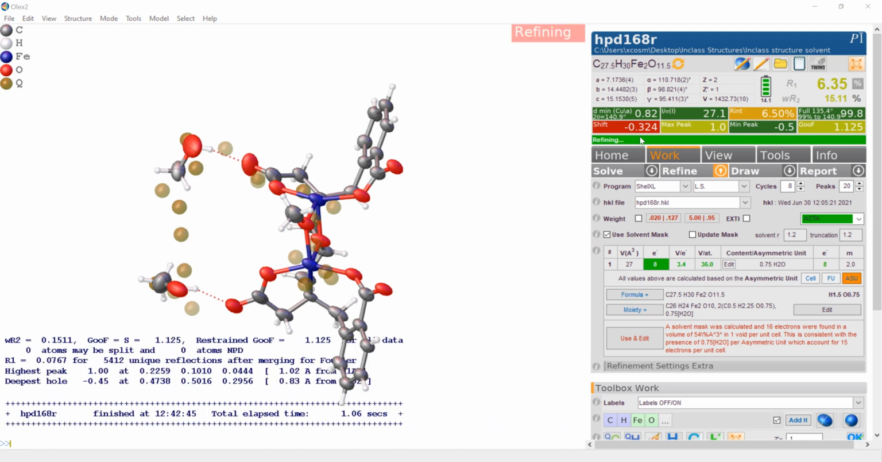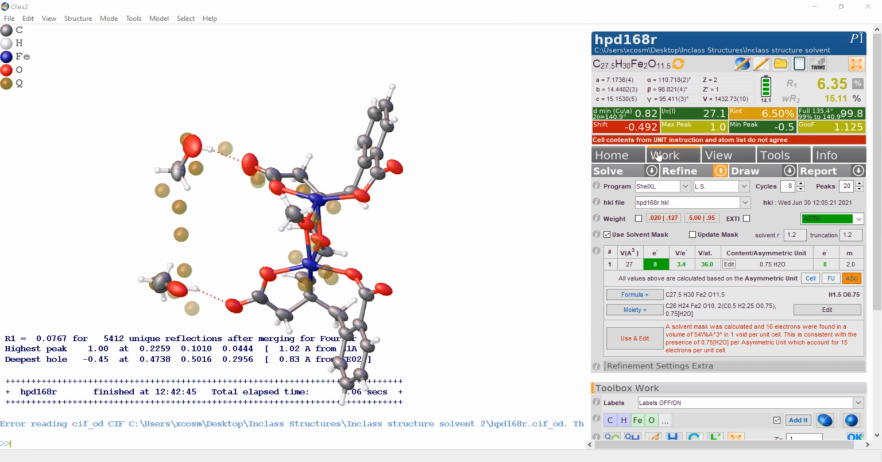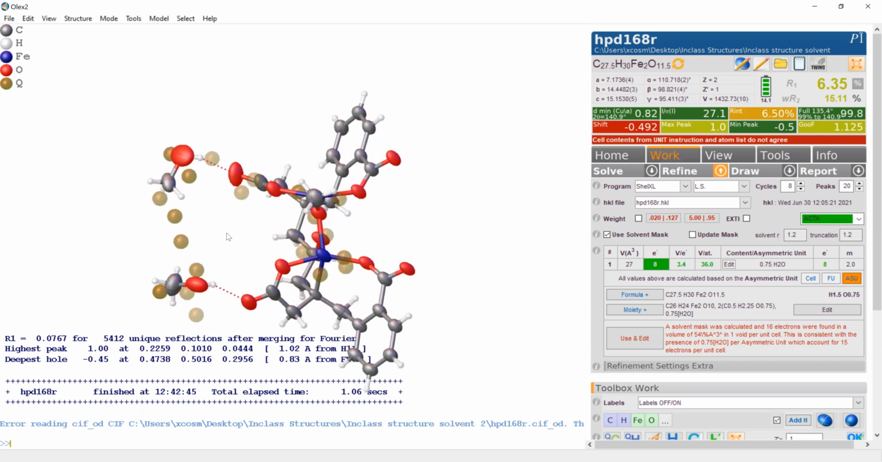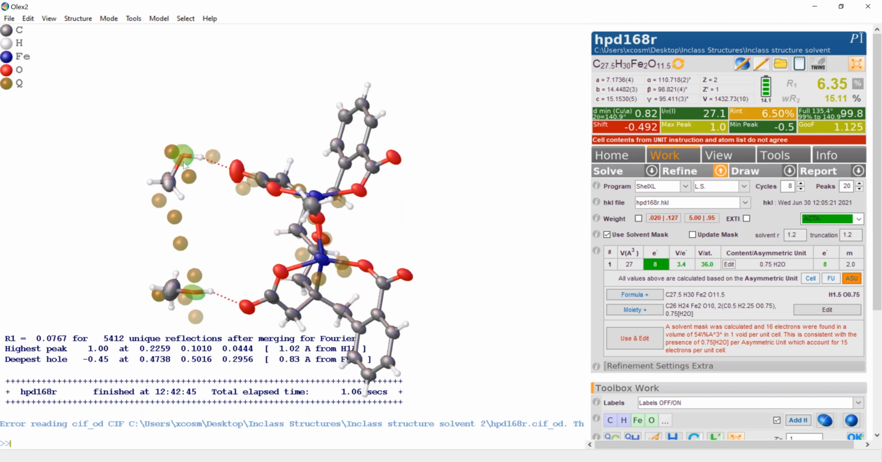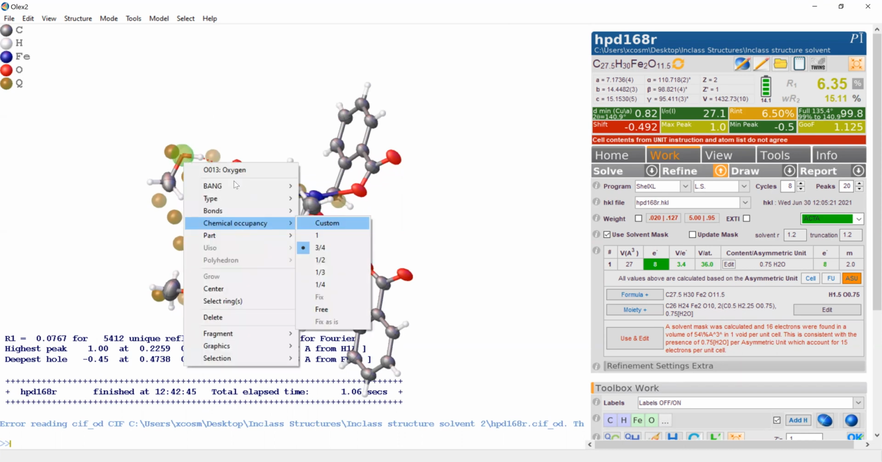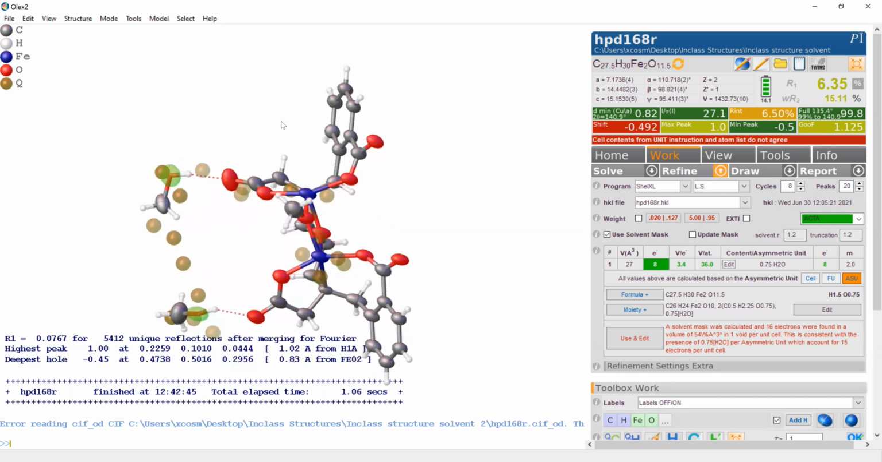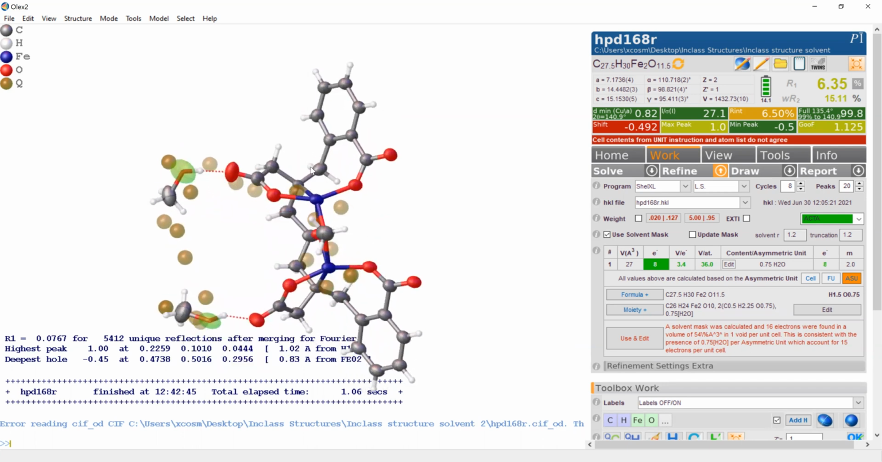So we use the solvent mask when we can't model the electron density for the solvent. And so typically, since these solvents are coordinating to the actual complex, you would want to include these if you can, because if you were to squeeze these out, then you'd be missing this important feature in the crystal structure.